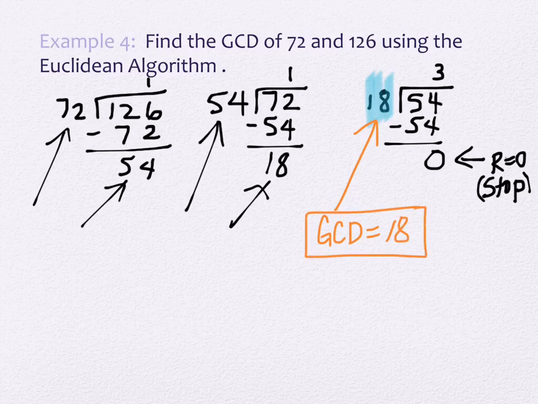And again, I didn't emphasize it on the last one, but one way to check and make sure it's actually a divisor is to check. 72, does it divide by 18? 126, does it divide by 18? So at least you can check to make sure that it's actually a divisor.